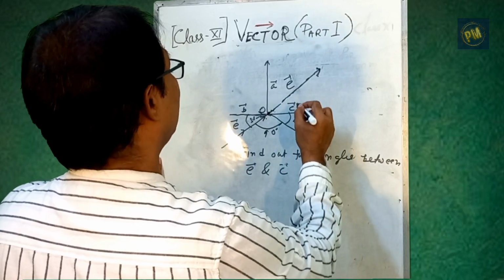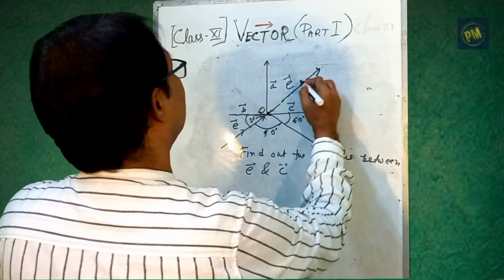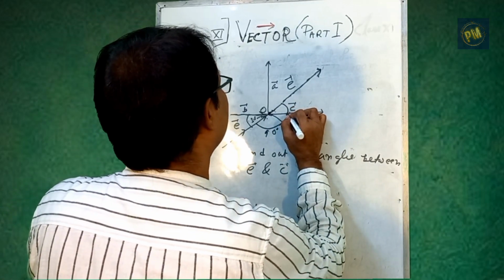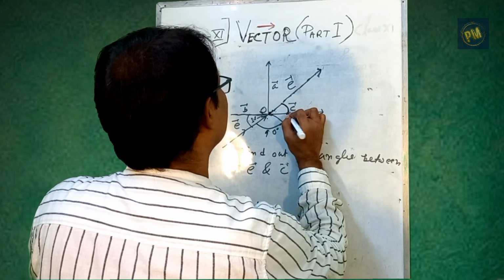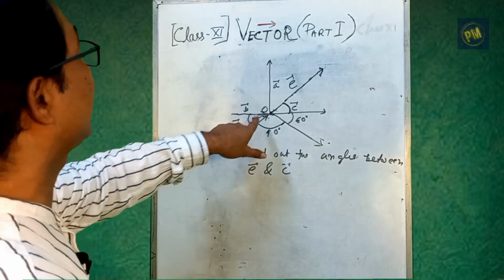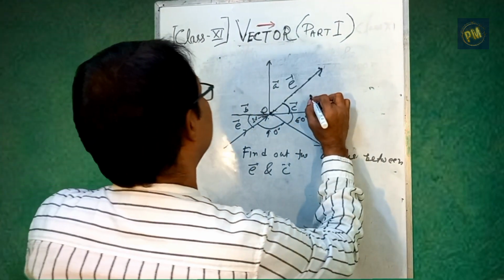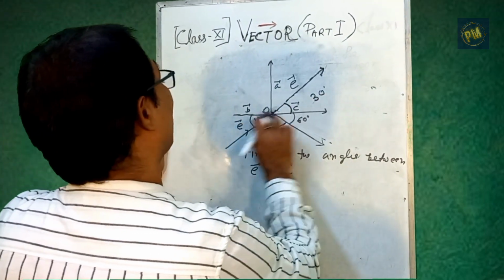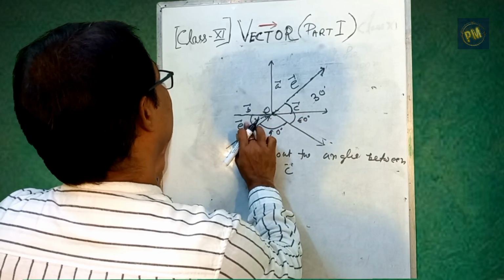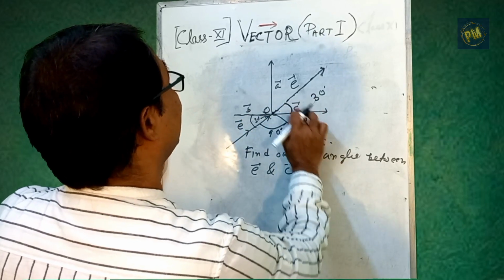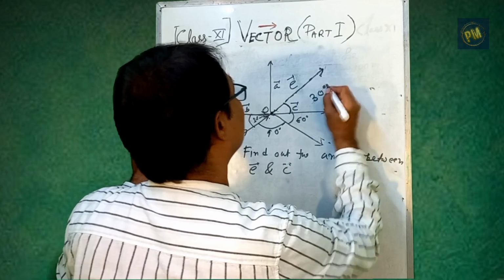So now you can say the angle between E and C is this angle here. So what is this angle? Because this angle is 30 degree. This is the opposite angle. This vector E, this angle, and this angle is opposite. This is the 30 degree.